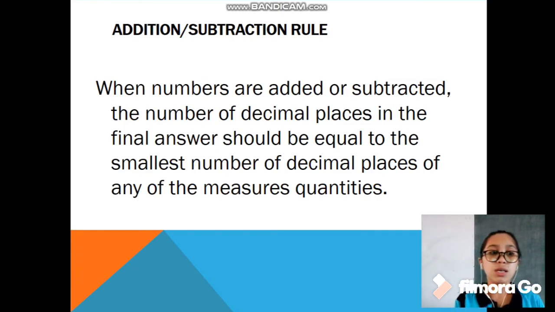So you should refer your final answer to that decimal place. Your final answer should have at least 1 decimal place for addition and subtraction. Okay? If the least number of decimal places based on the given is two, then two in the final answer. If none, then none in the final answer. Okay? It is decimal places for addition and subtraction.